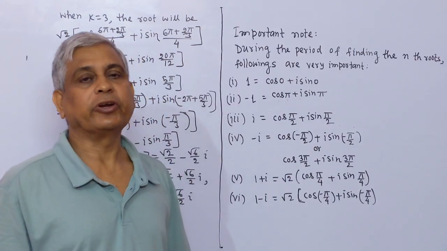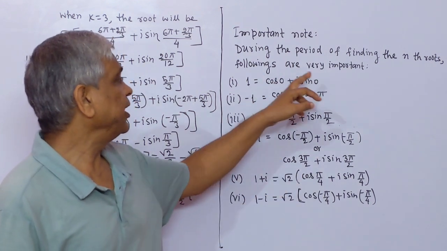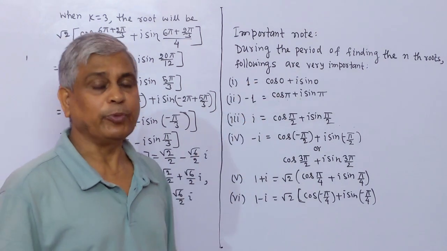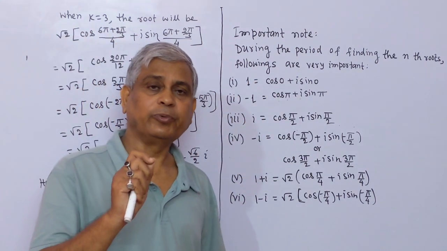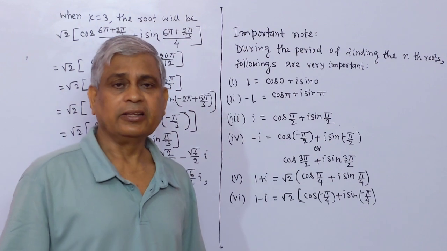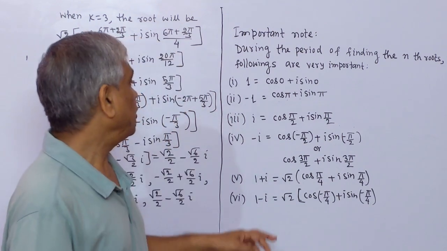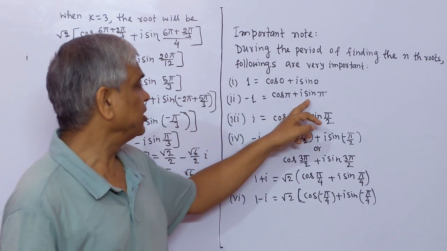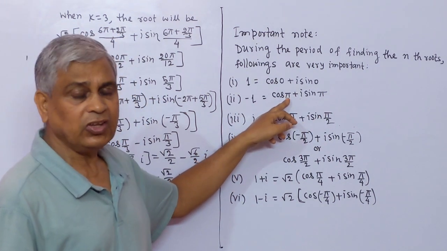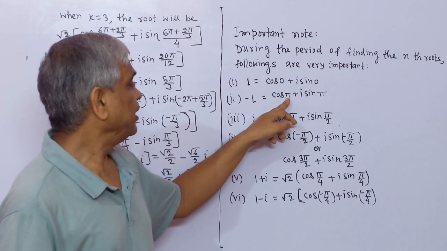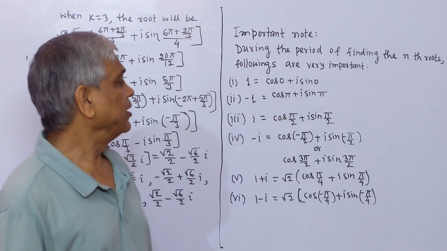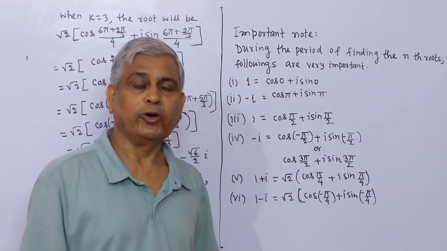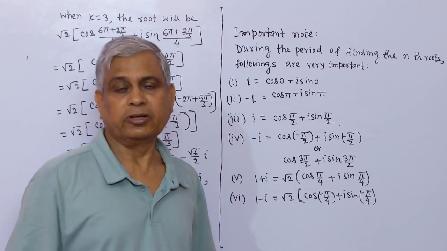Now we have an important note. During the period of finding nth roots, followings are very important. For example, if we find the fourth root of minus 1, then we may directly write this. Here in place of theta is pi and r equal to 1. And we use the general formula for finding the nth root.